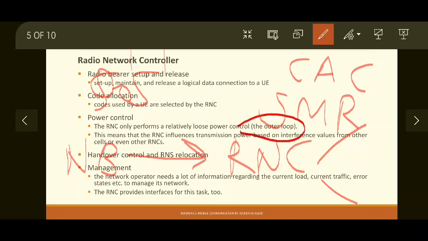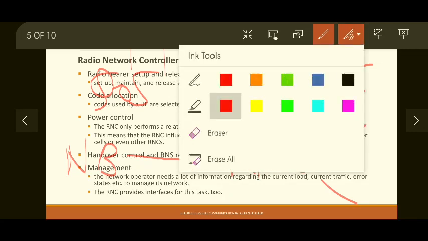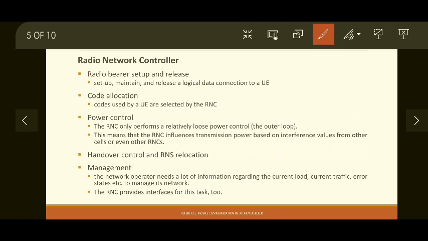So this is called outer loop power control. The RNC only performs outer loop power control, whereas node B will perform inner loop, which we will see later on. This means that the RNC influences transmission power based on interference values from other cells or even other RNCs. So in order to maintain quality, the RNC will decide which nodes, cells or other RNCs are more interfering, and based on that it will adjust the power and support the minimum required power in order to communicate with the other cells or other networks.